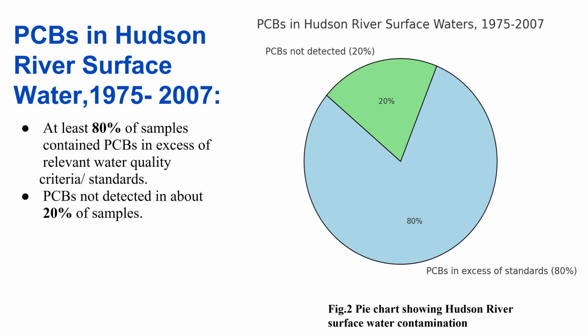Now we will discuss PCB in Hudson River surface water with the help of a pie chart. Studies conducted between 1975 and 2007 show that at least 80% of water samples contained PCBs exceeding water quality standards, with only 20% of the samples showing no detectable levels. This highlights the persistence of PCB contamination in the river's ecosystem.